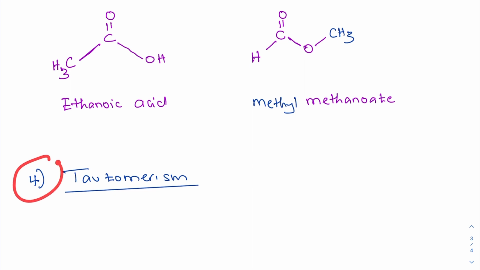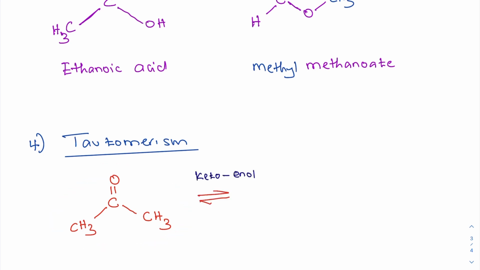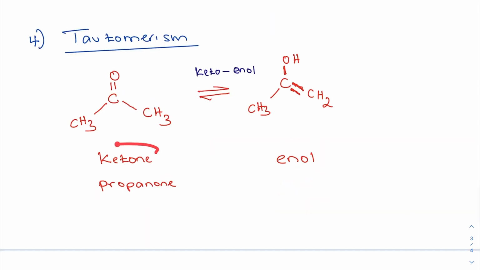The final example is tautomerism isomers. Here is a ketone, and that will be converted from ketone to enol in an equilibrium. So that's enol, and that's ketone. Ketone means an R group and a carbonyl compound. So this one is propanone. This is an enol, and that's a ketone. Keto and enol. This is the chemical formula for acetone, which is also called propanone.